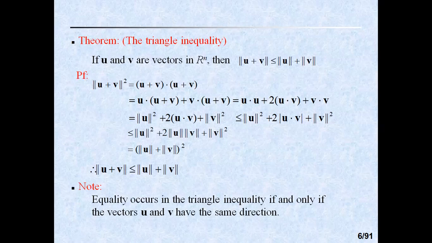The statement of the triangular inequality you have to remember, because they are asking in the question paper, state and prove the triangular inequality. That means first write the statement of the theorem, then you have to write the proof of the theorem. If u and v are two vectors in R to the power of n, then norm u plus v is less than or equal to norm u plus norm v. Here, norm u plus v whole square is less than or equal to norm u plus norm v whole square. Remove the squares, we can write norm u plus v is less than or equal to norm u plus norm v.